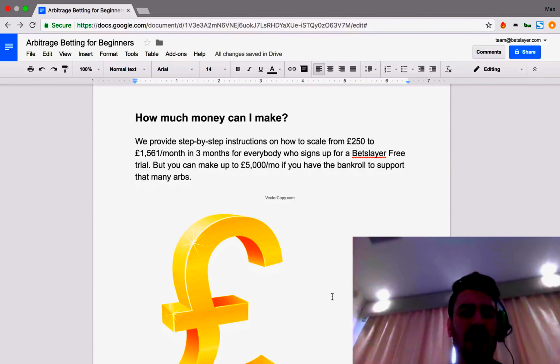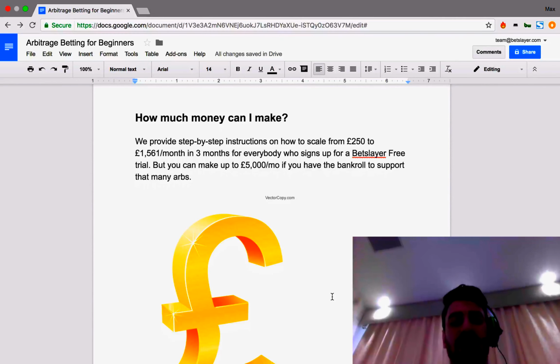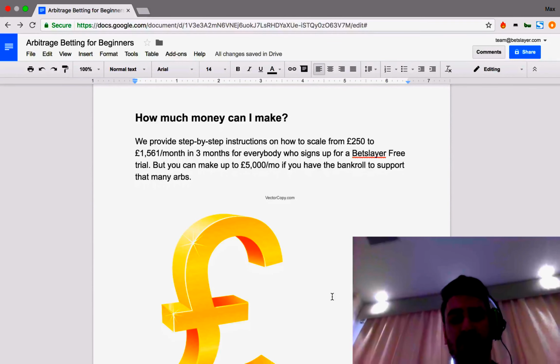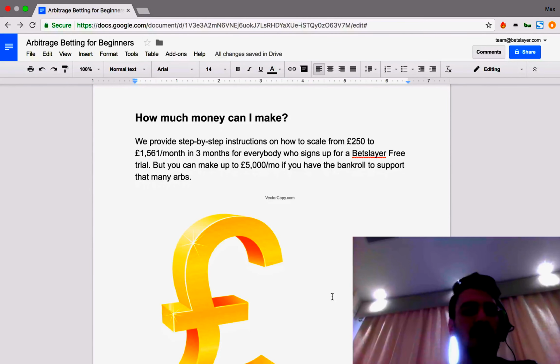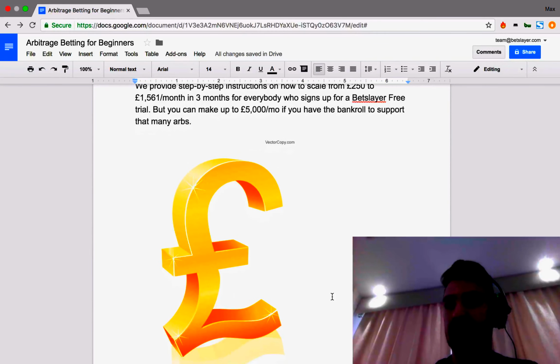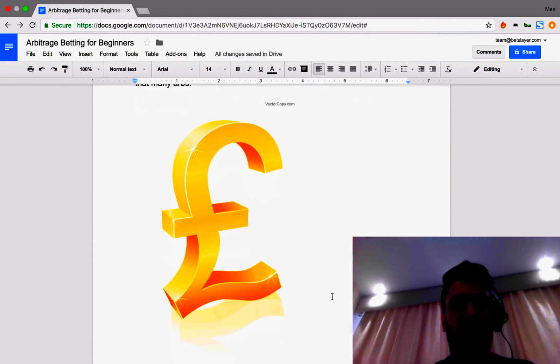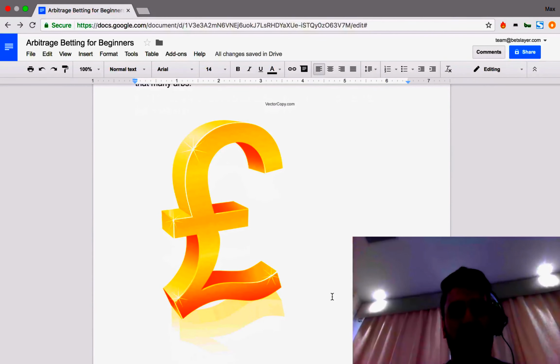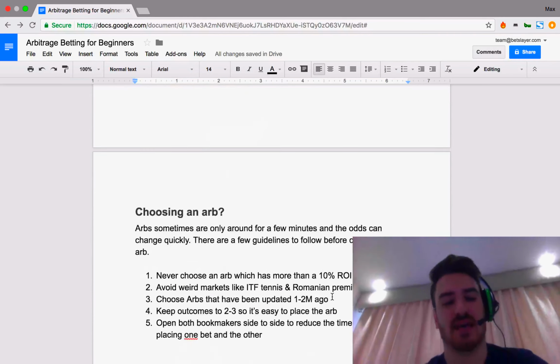How much money can you make? We actually provide step-by-step instruction on how to scale from £250 to £1,561 every month in 3 months only. This is all tax-free and risk-free for everybody who signs up for a Betslayer free 7-day trial. You can make sort of 5,000 to 7,000 if you have the bankroll to support it, but that's when you start running into betting limits, and it's a matter of how many ARBs you can place a day.